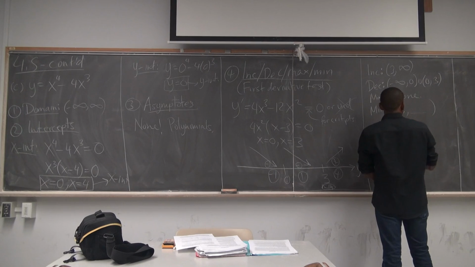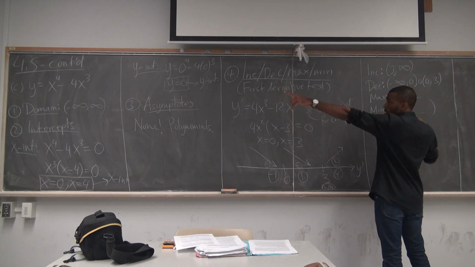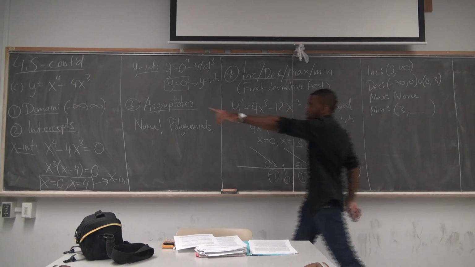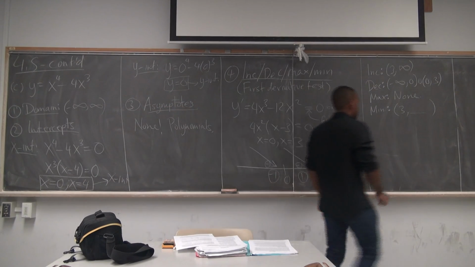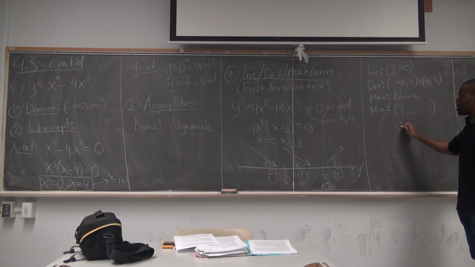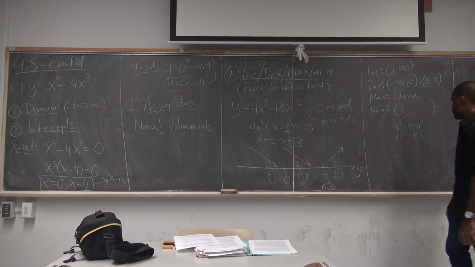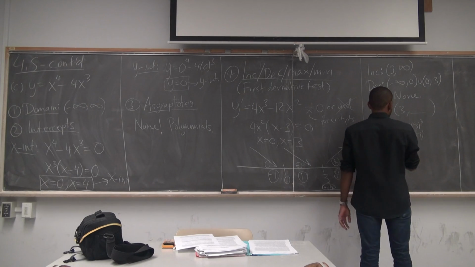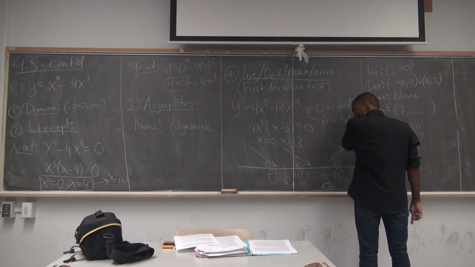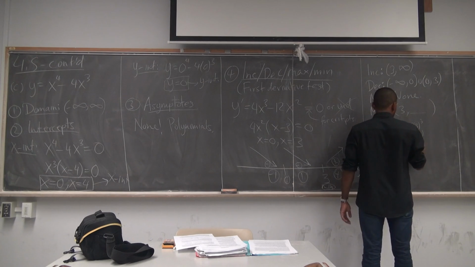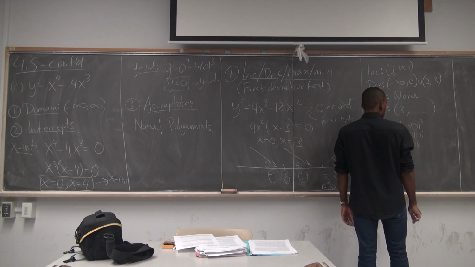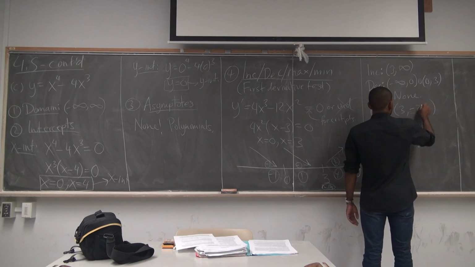How did I figure out the y value? Plug it back into the original. Whenever I'm looking for a coordinate, a location, I use the original function. So I'm going to put 3 back into the original. This will give me 3 to the 4th minus 4 times 3 cubed. It's 81 minus 4 times 27. So what is that? 81 minus 108 gives me negative 27.